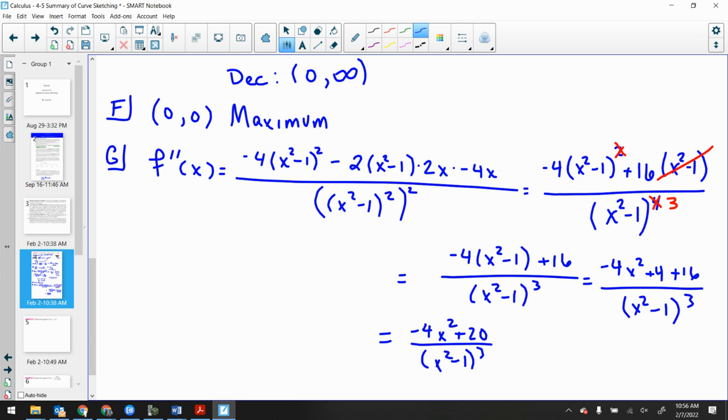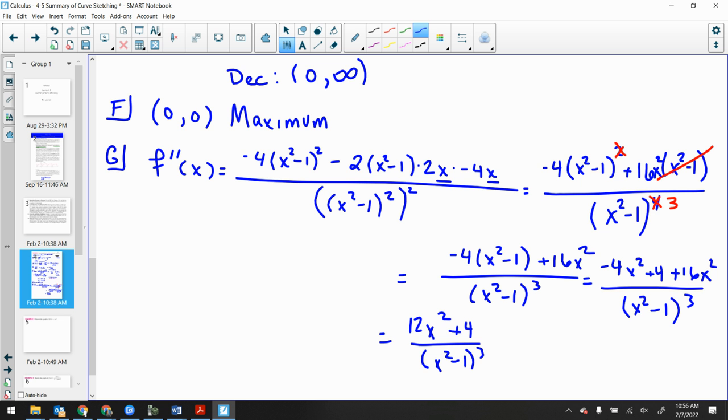Oh, wait. I have something different. I think you took away the x. Should it still be 16x? Oh, look what I did. Oh, stupid Mr. Laverick. I let those go bye-bye. Those can't go bye-bye. That has to be an x squared in there. Perfect. Okay. So negative 4 and 16 make 12. Sorry, that should be a 12x squared plus 4. There we go. 12x squared plus 4.